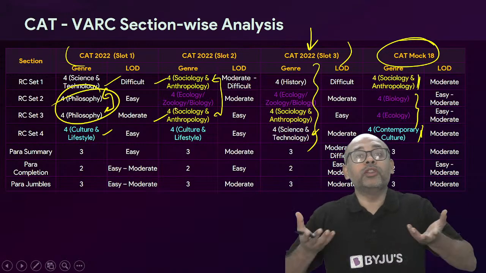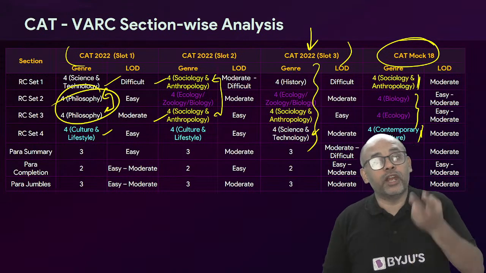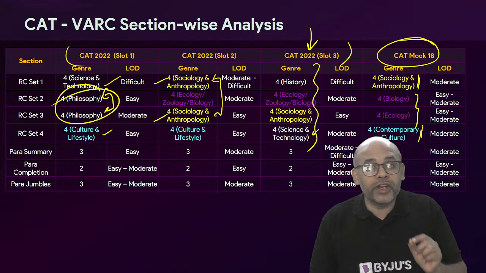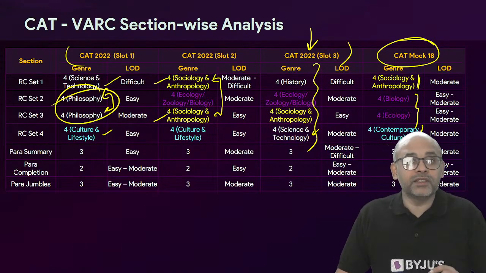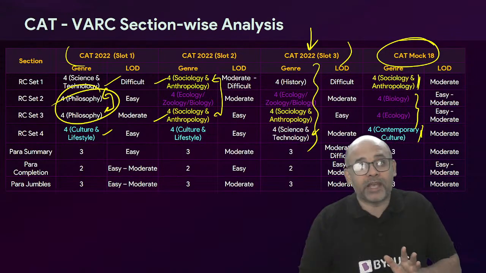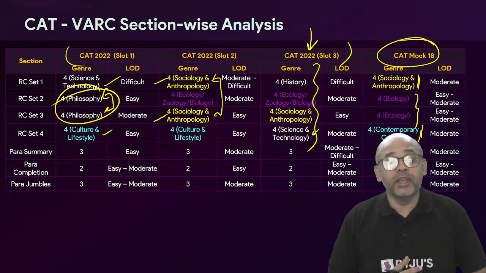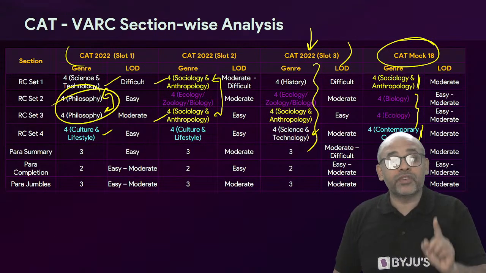Now, what can you do about it? Nothing. If you don't like philosophy, there are 2 RCs coming into philosophy. Well, depending upon how confident you are about philosophy, you should decide, should you be doing both passages? Or should you be doing 1 passage, and instead of doing the 2nd passage on philosophy, should you spend more time on your verbal ability? But friends, this is where understanding yourself comes into play.